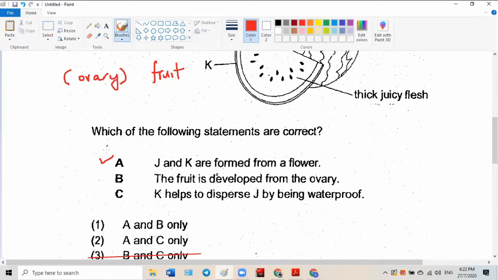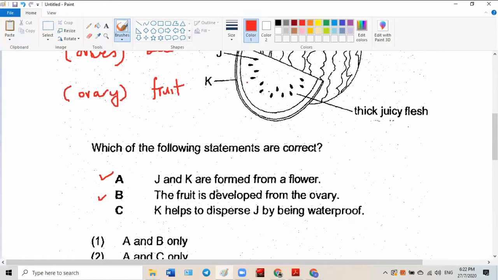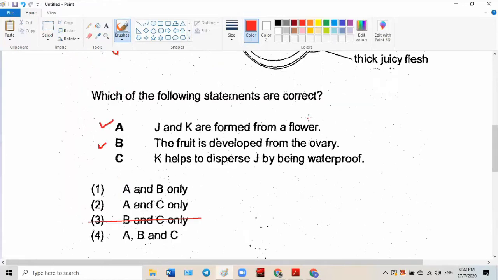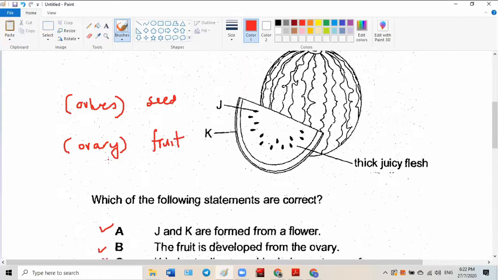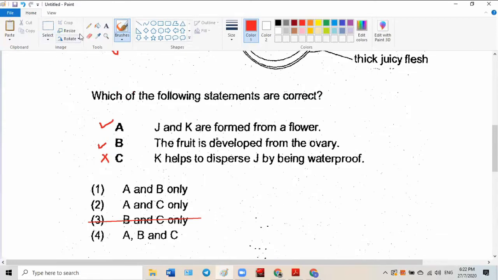What is K? K is talking about the ovary. J helps the seed to disperse by being waterproof. Is it needed? No, right? So the answer is only A and B, which is 1. So 1 is the answer.